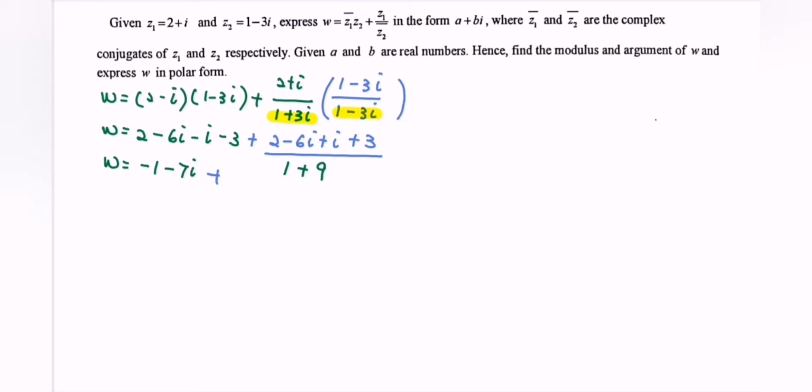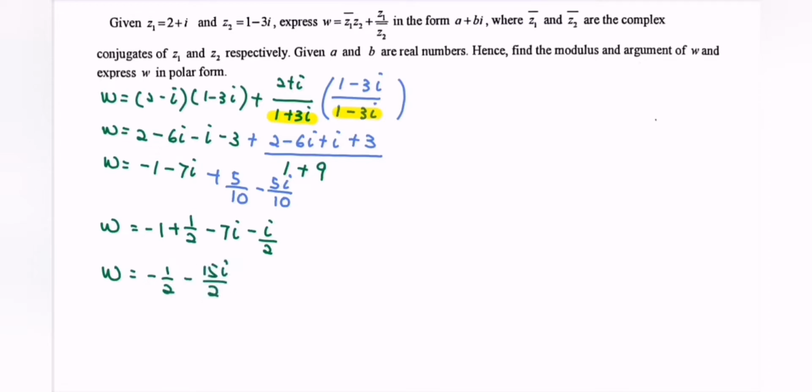Adding, we have 2 plus 3, we have 5 over 10. Negative 6i plus i, we will have negative 5i over 10. So kindly simplify. So w equals negative 1 plus 1 over 2 due to the 5 over 10, negative 7i minus i over 2. Kindly simplify the situation. So w in the Cartesian form will be negative 1 over 2 minus 15i over 2. That is the Cartesian form, or a plus bi. So we have already expressed w.